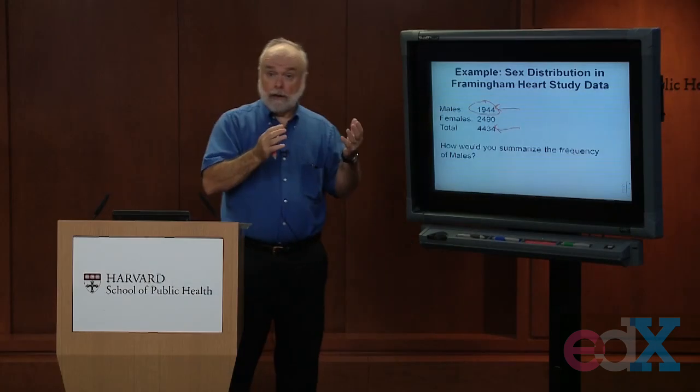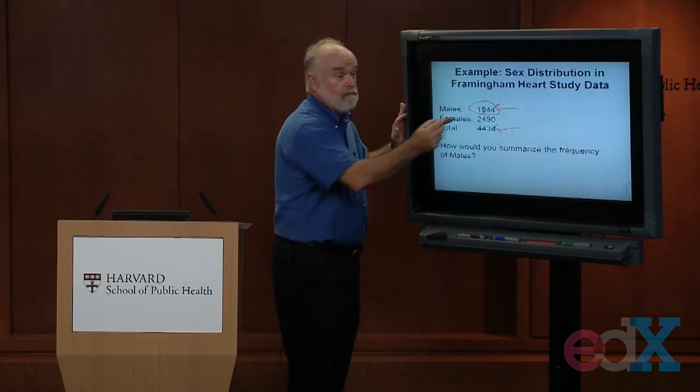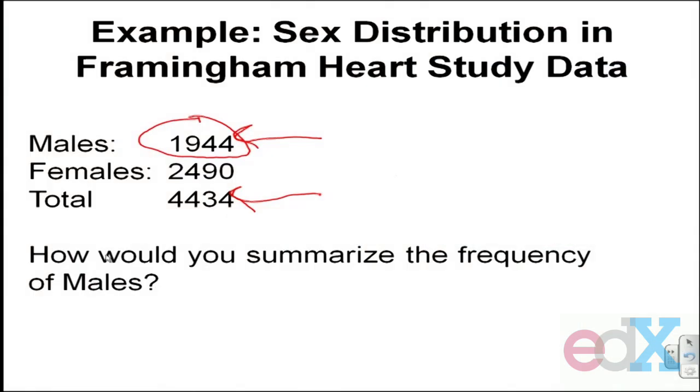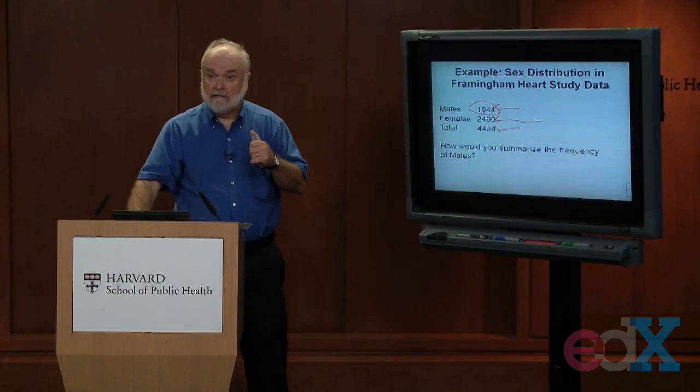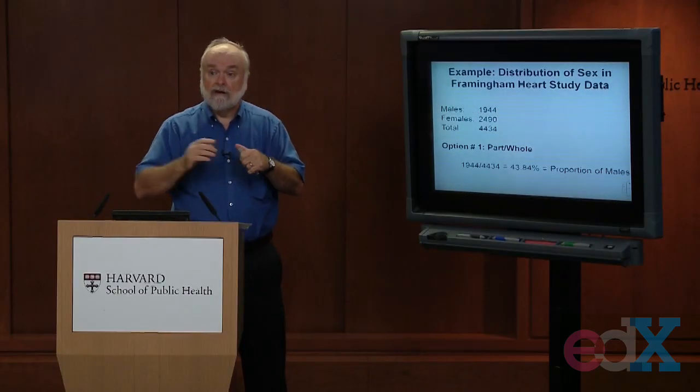Alternatively, I could compare the 1,944 men, the total number of men, to essentially the total number of non-men, women, in the study, to compare the frequency of males versus females in the study to get an idea of how common, how large the group of men were in that study. Comparing men to women, a part of the study to the non-part, leads us to another measure of describing a binary outcome, which is an odds. And I'll talk both about proportions and odds using this in another example.